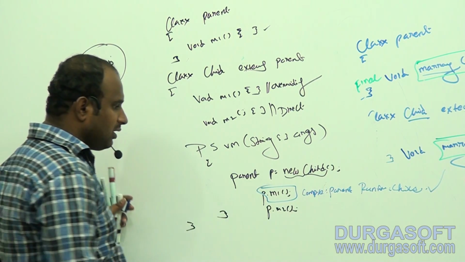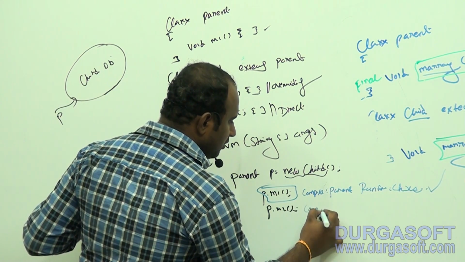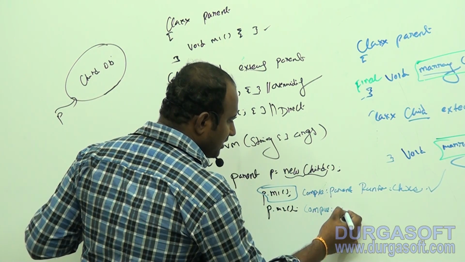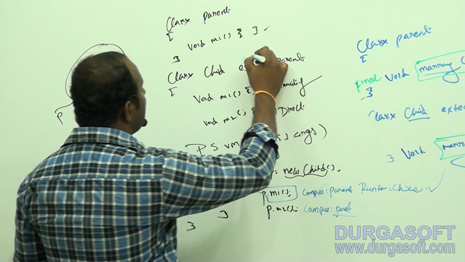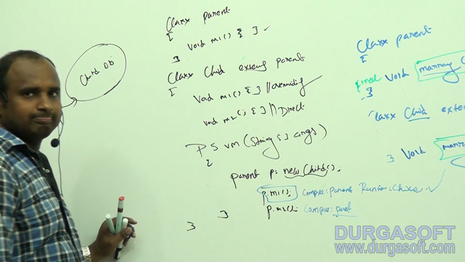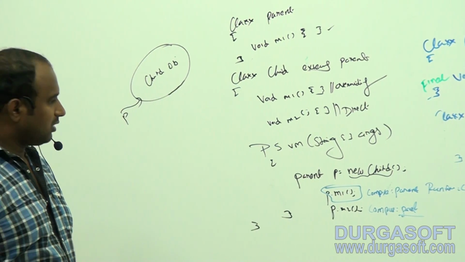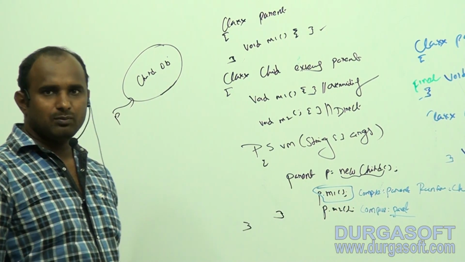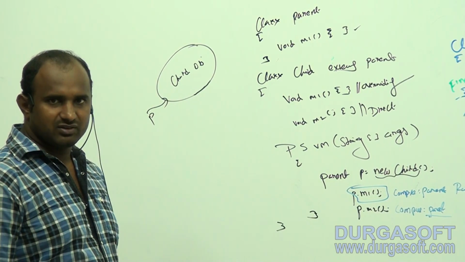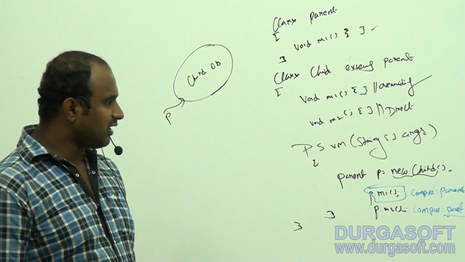Good, no problem. But when we call p.m2, at compile time, the compiler is checking the methods in which class here? Parent class. In the parent class, is there any m2 method here? There is no m2 method, right? That is the reason it will generate an error message.